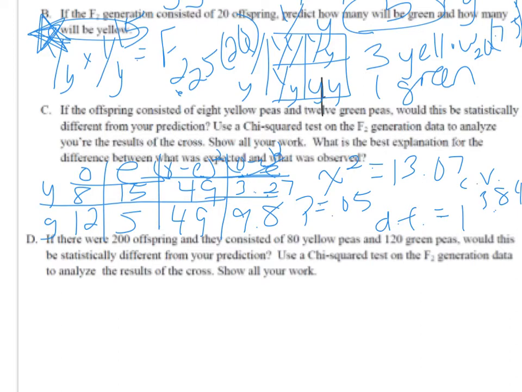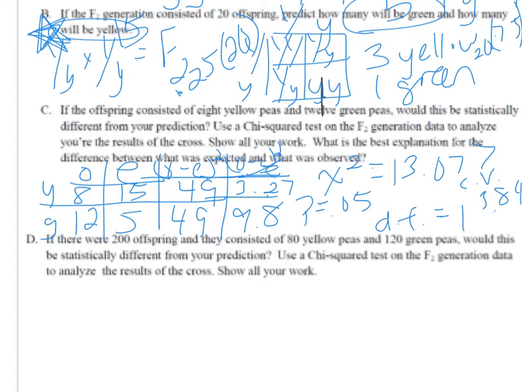My chi-square value in this case is greater than my critical value. That tells me that the results are statistically significant. Therefore, in this case, it's asking my best explanation. So I would have rejected my null hypothesis.